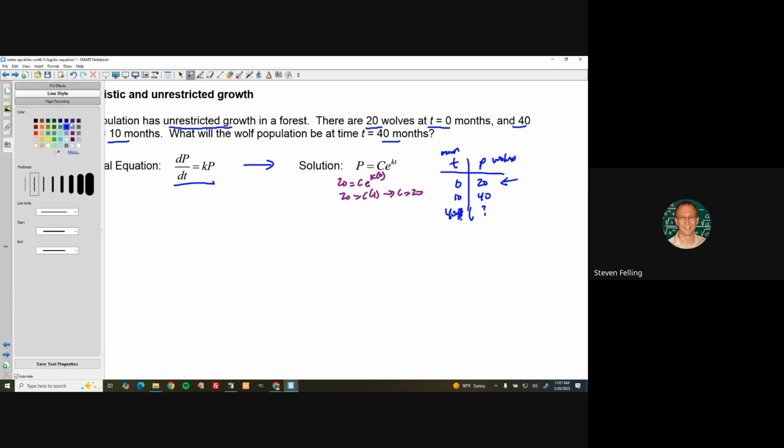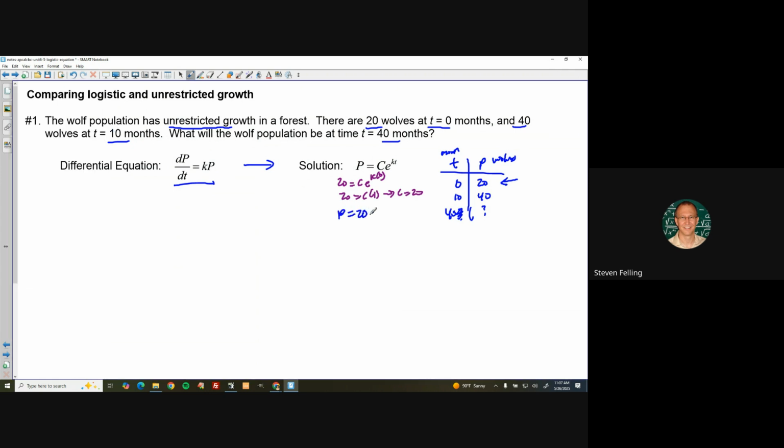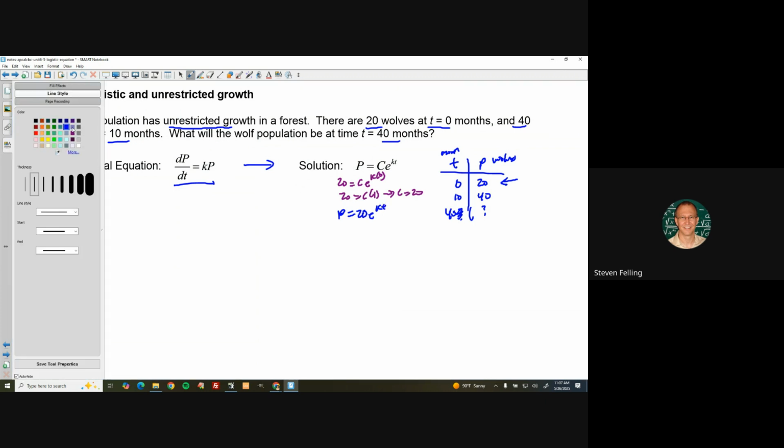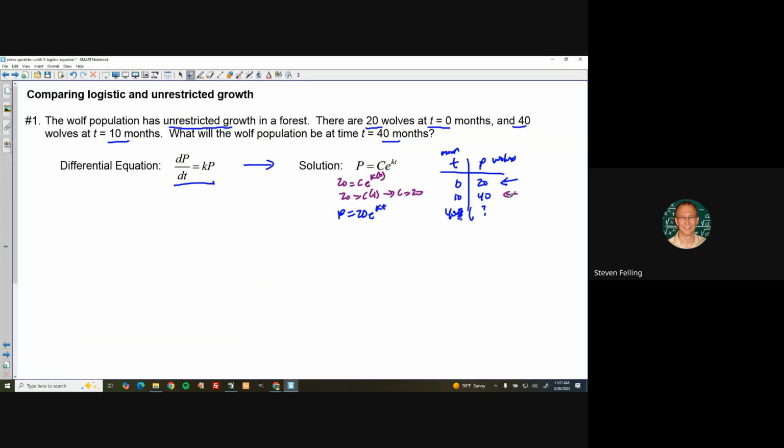So we can write the model again with the 20 filled in. Okay, to establish the second constant k, we'll use the other known condition. We'll plug in 40 for the population, and that occurs when time is 10. So that means 40 over 20 equals e to the 10k, which means that e to the 10k is equal to 2, which means that 10k is equal to the natural log of 2, which means k is the natural log of 2 over 10. And that turns out to be about 0.069315. So I'm going to go ahead and write that in.